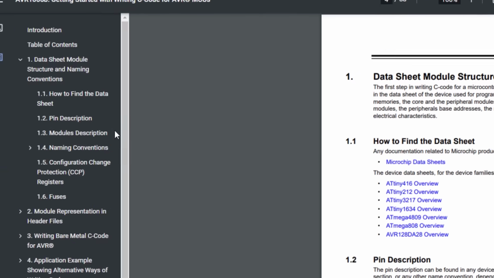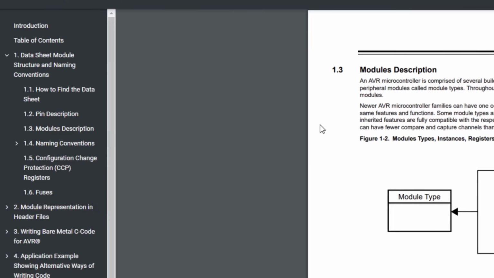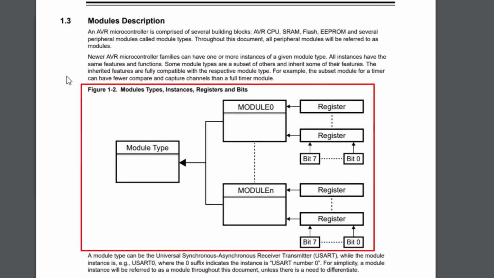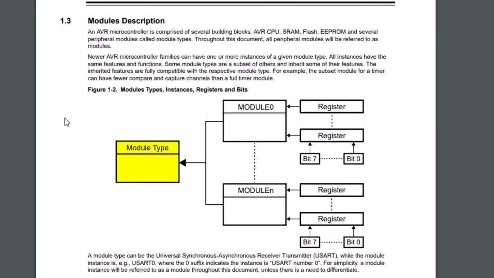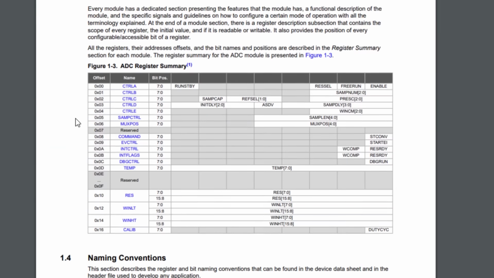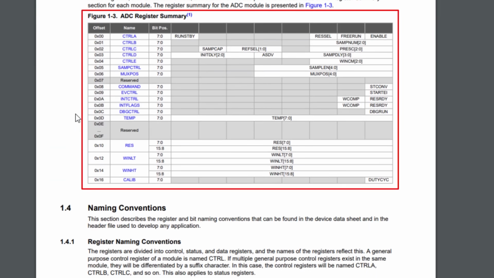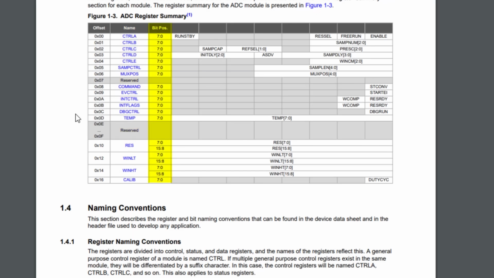Then in section 1.3, it talks about the different kinds of modules and how they're broken down into smaller parts. Looking at figure 1.2, it shows us that a module is broken down into submodules, which are numerically ordered starting at 0 and going up to the number of modules minus 1, since we started counting from 0. Each submodule is then broken down into registers, and then each register consists of 8 bits, numbered from 0 to 7. Then in figure 1-3, it gives an example of the ADC register summary, which has the names of the registers, the number of bits in that register, and the bit position names.